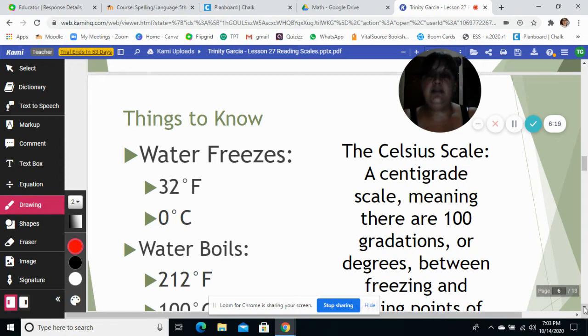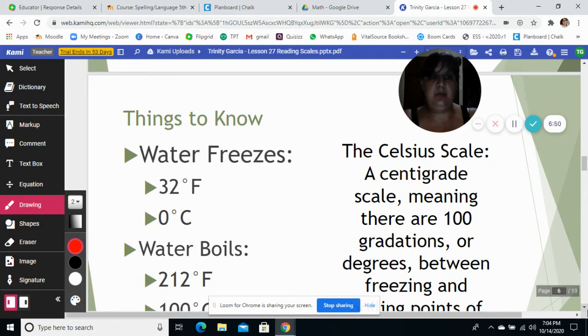Things to know. Water freezes at these two temperatures, 32 degrees Fahrenheit and 0 degrees Celsius. Now, what does that tell us? That means that 32 degrees Fahrenheit is equal to 0 degrees Celsius, right? Because the temperature that water freezes at doesn't change, but 32 degrees Fahrenheit is the same as 0 degrees Celsius.